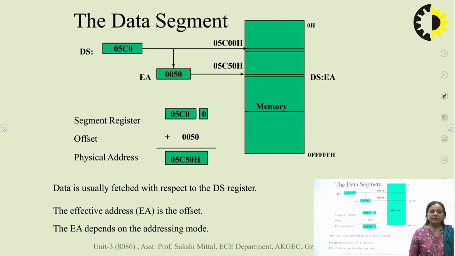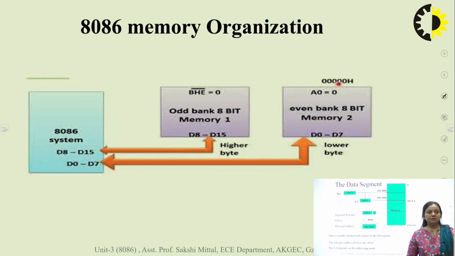Next is the data segment. Again the same thing. The data segment is DS, and you can use it with the SI. So the effective address will depend on the DS and SI combination. The same procedure: you just shift the bits and add the numbers.